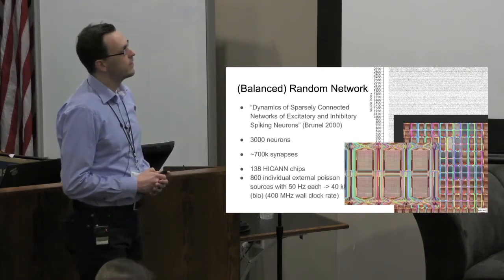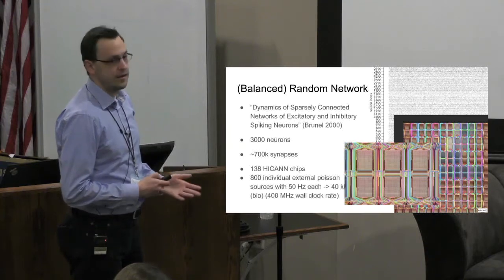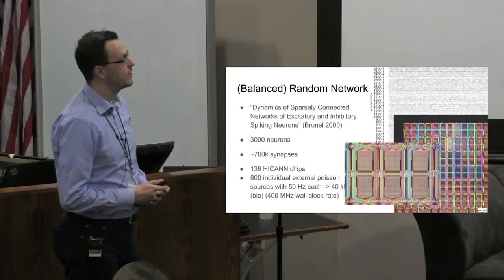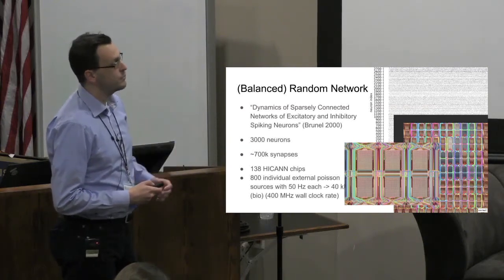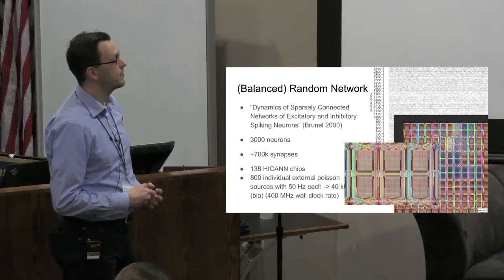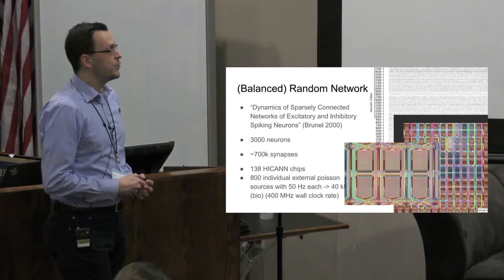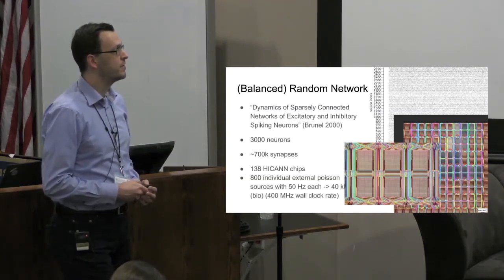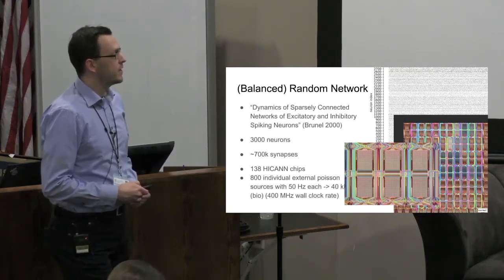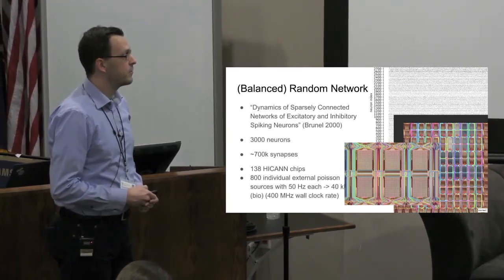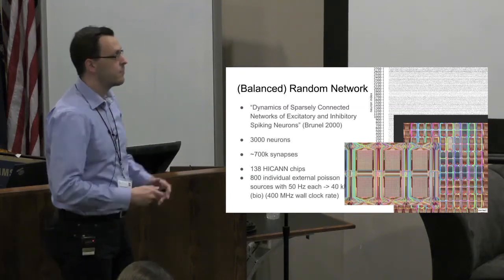Another example is when you have a balanced random network. The former example was to have a very large fraction of the wafer workable, and here we try to make it as dense as possible. This is an experiment of 3,000 neurons. It has about 700,000 synapses. What we do is we feed every neuron with external processors with about 50 Hertz biological rate. But as explained, you need to take into account the acceleration factor. This means you have about 400 megahertz wall clock rate that we feed in from the outside.